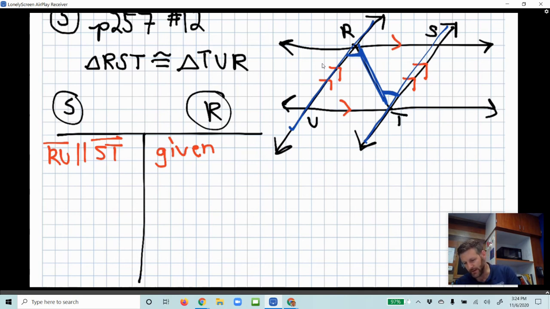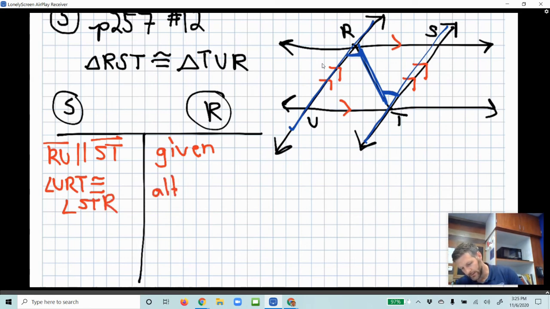Top angle is URT. So angle URT is congruent to angle STU. I'm sorry, whoops, STR. All right, so angle STR. How did I know that? They are alternate interior angles. Once you have a set of parallel lines, you very likely have a transversal, and then you look for the alternate interior angles. And so now we know that we've got one set of congruent angles.